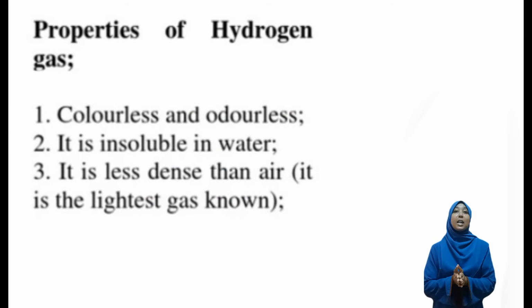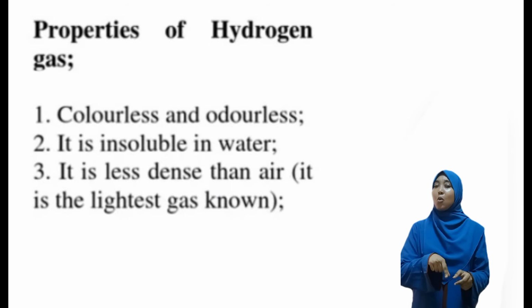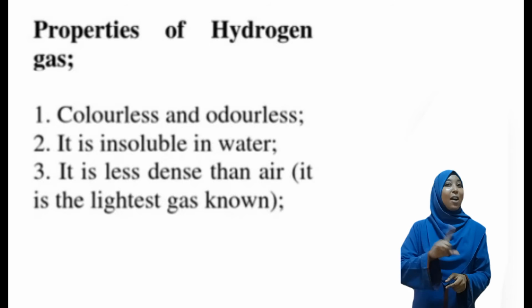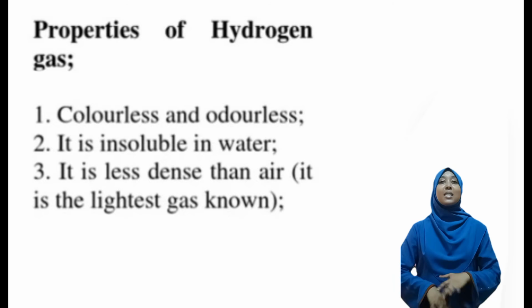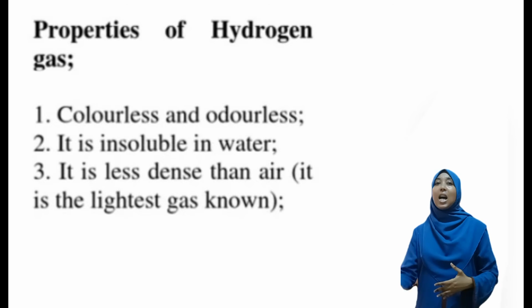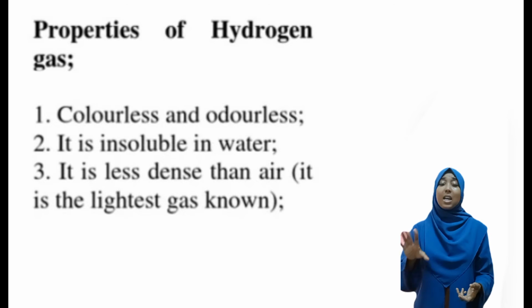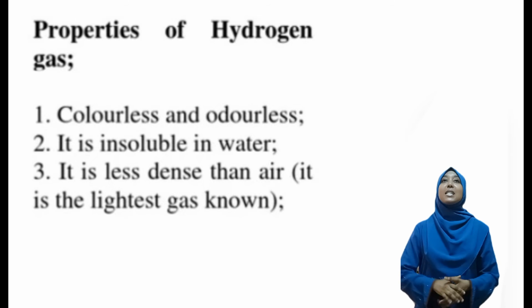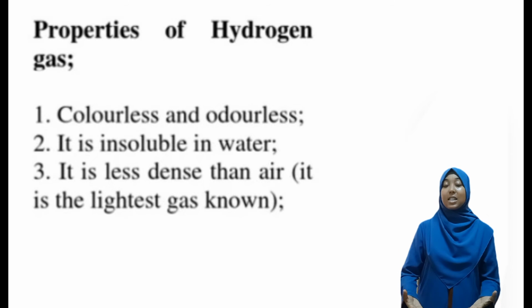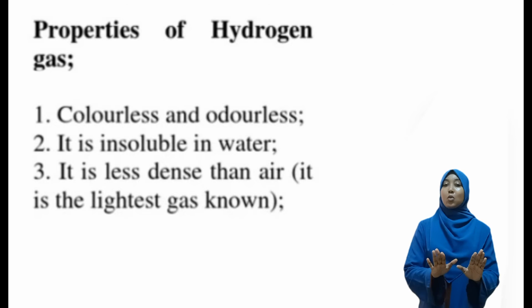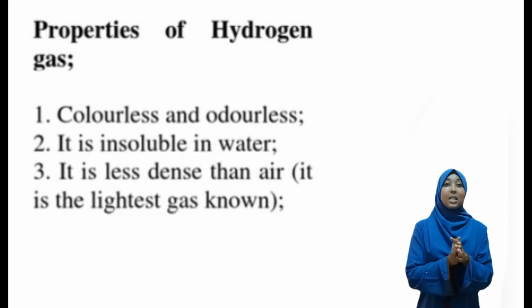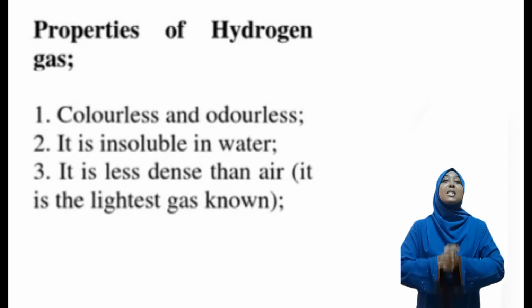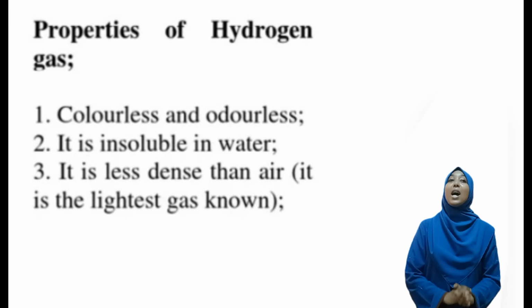Let's proceed. Now on to the properties of hydrogen gas. In case you're wondering, did she forget how we're going to collect hydrogen gas? No, I haven't forgotten. I'm going to discuss this under the properties. So number one, let's start with the easy ones. Hydrogen is colorless, it's odorless. That is, it doesn't have any smell, and it's insoluble in water and less dense than air. So let's start with the last two. Hydrogen is insoluble in water and it's less dense than air. Now these two properties determine the method of collection of hydrogen gas.